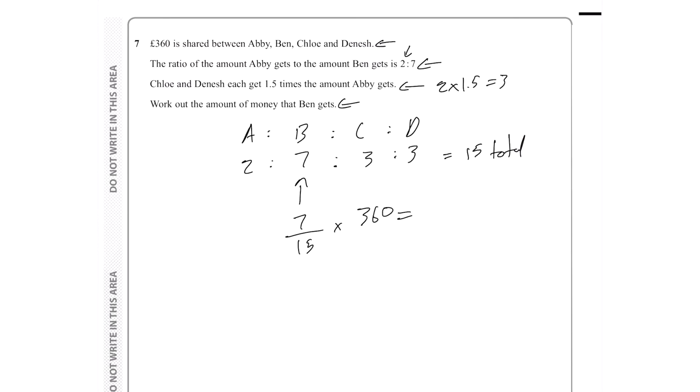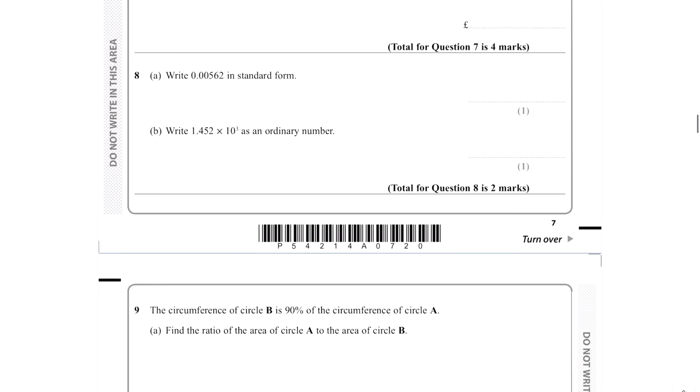Again, you can type those into your calculator and you get 168. Moving on to the next one, write 0.0562 in standard form. So in standard form, we're going to hop the decimal 3 times to the right. So that becomes 5.62 times 10 to the minus 3 because we hop 3 times to the right.